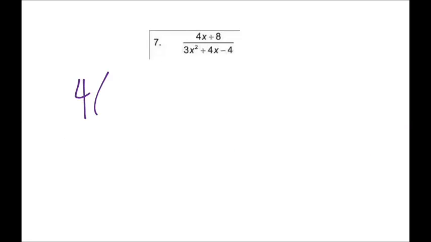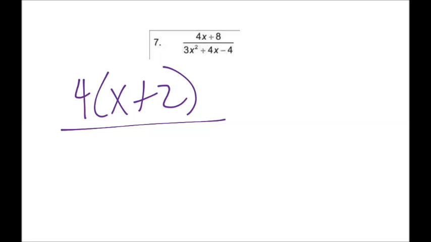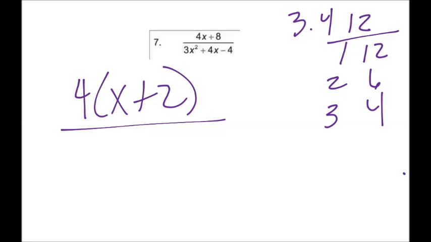The top, you can pull a 4 out, and it leaves you x plus 2. The bottom, can't pull anything out, and it's a trinomial. So you're going to want to go to your orange paper. You're going to be using the factor rules that are on the poster on the wall. You're going to find the factors of 12, because 3 times 4 is 12. So 1 and 12, 2 and 6, 3 and 4.